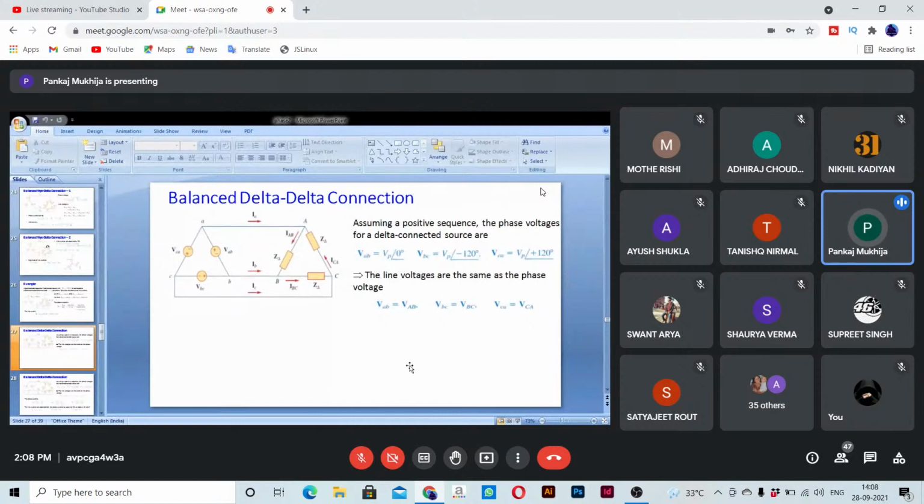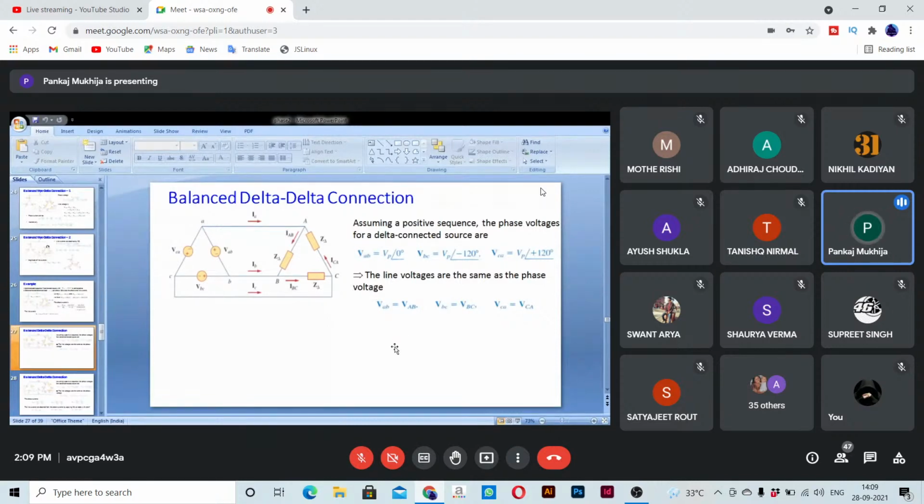Now the third possible case is delta-delta. Delta is very similar, as we have already done two cases, so this is again similar to that. We have VAB, VBC, and so on, because it's a balanced delta connected. So in this case, line voltages are the same as phase voltages. VAB we are saying is the same as small vab, VBC the same as small vbc, so your line voltages are the same as phase voltages.